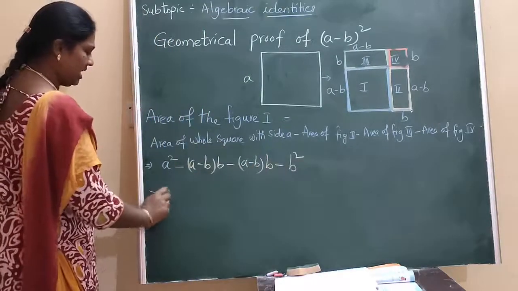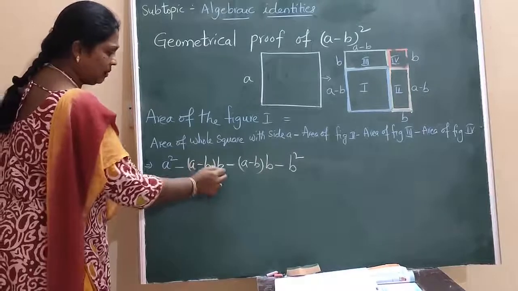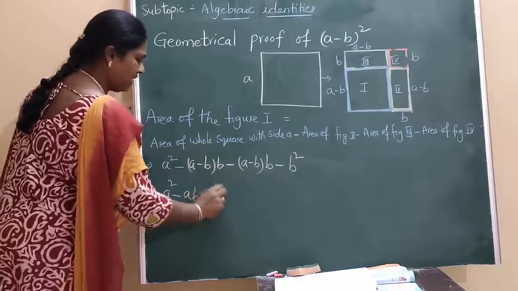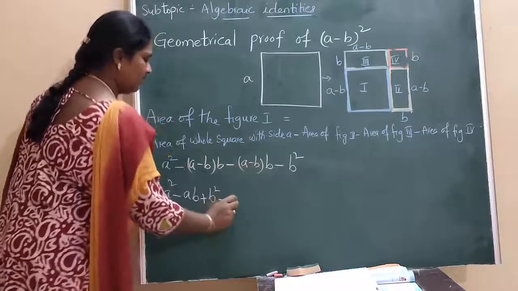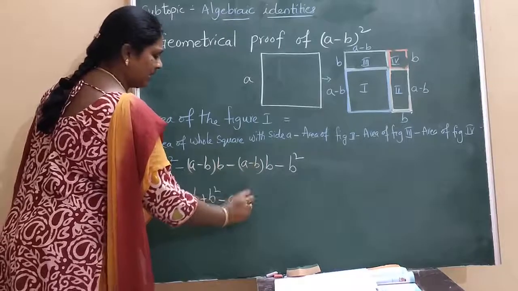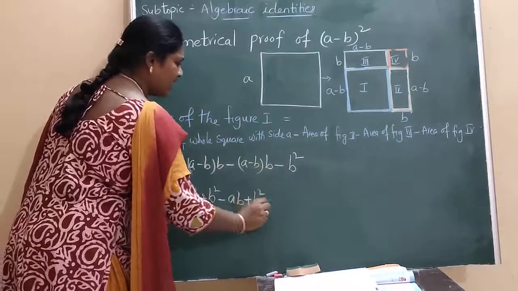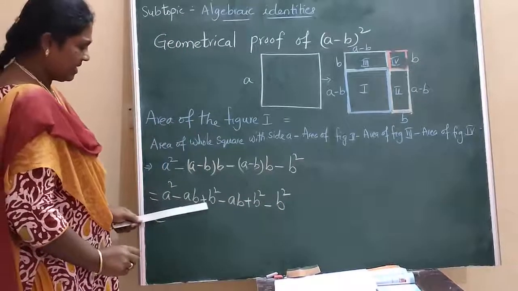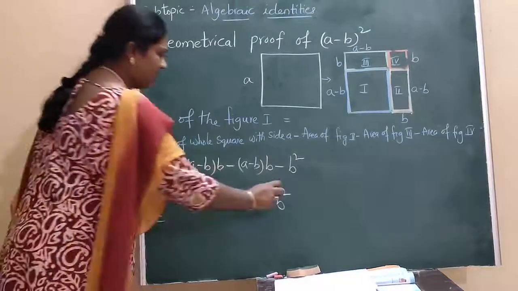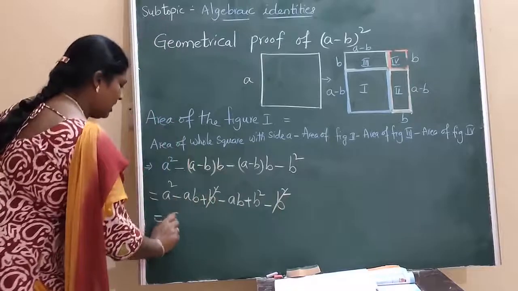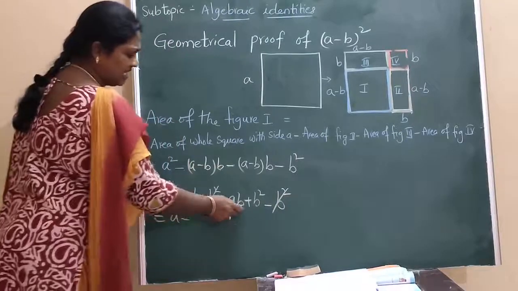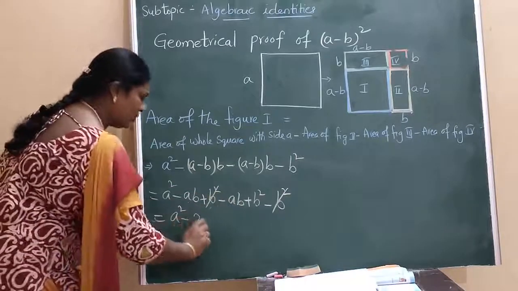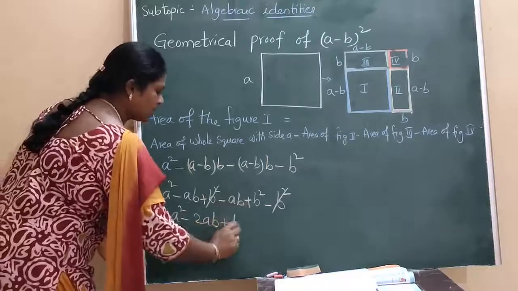See, A square minus A into B, that is minus AB, minus into minus plus B into B, B square, minus again A into B is minus AB, minus into minus plus B into B, B square again minus B square. See children, here plus B square we are having, again minus B square. We can cancel these two. Here A square, minus AB and minus AB. These two are like terms.